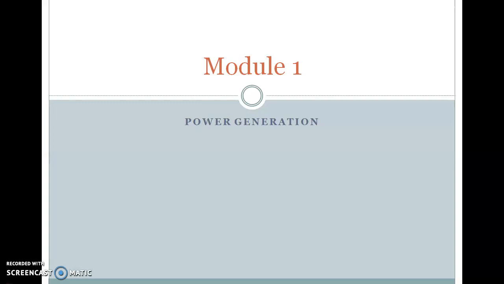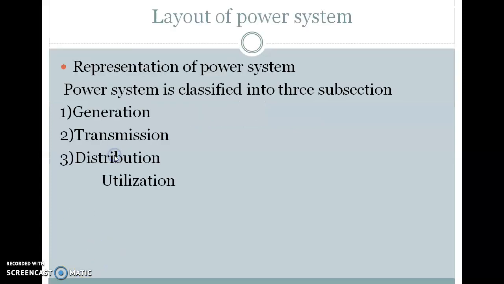Now I am going to explain about module 1, that is power generation. The first topic of the first module is the layout of power system. The layout of power system shows, or is a representation of, a power system network. So the layout means representation of a power system network.